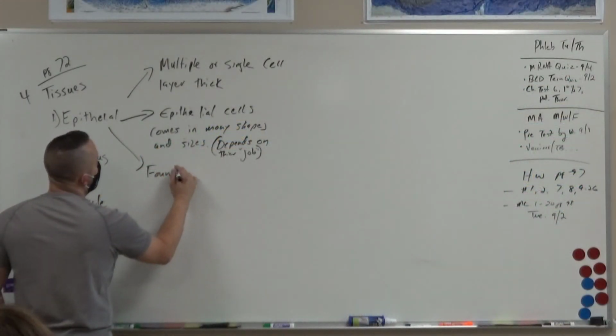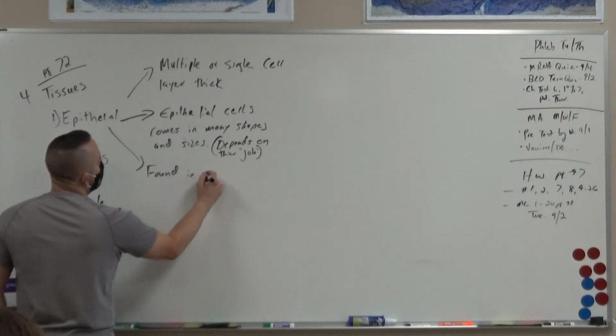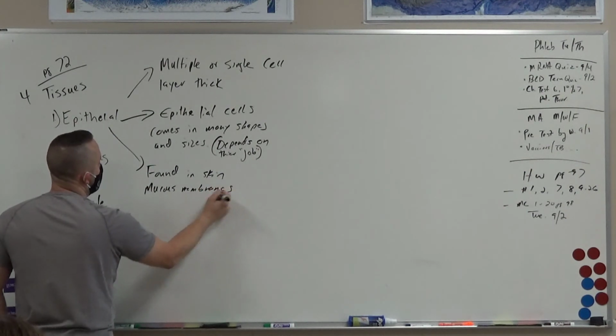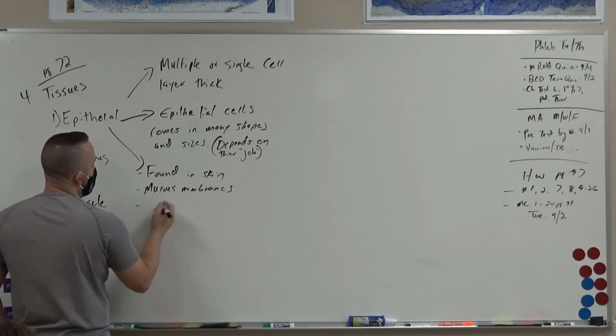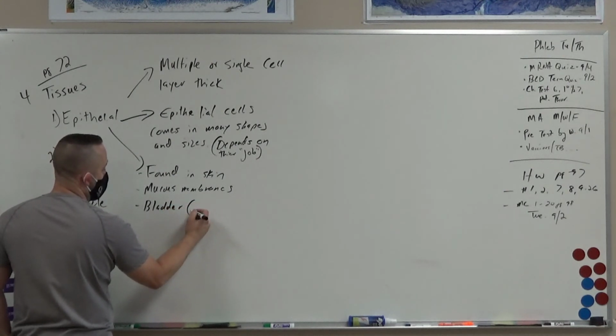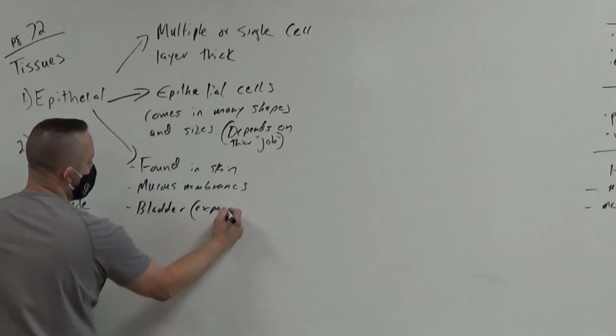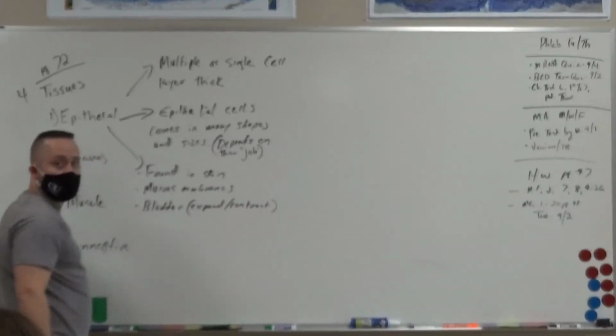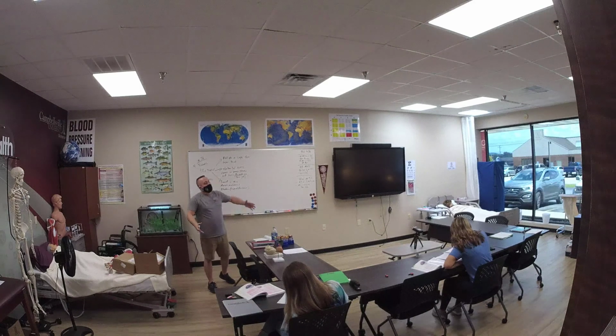And then found in skin, mucous membranes, and then what we really haven't talked about is the bladder, because it can expand and contract. That's helpful, right? Because our bladder gets full sometimes. So we need cells that are able to take a little bit of mechanical stress and then go back to where they were.